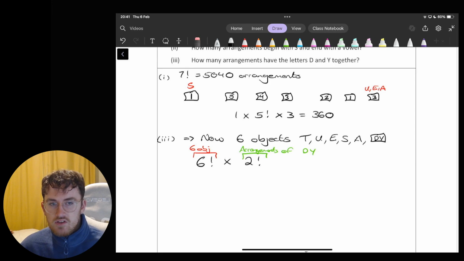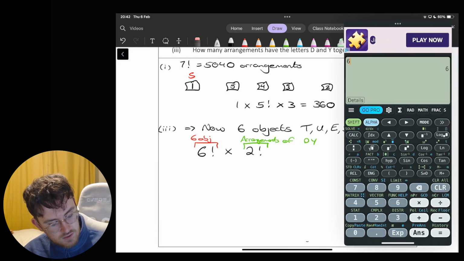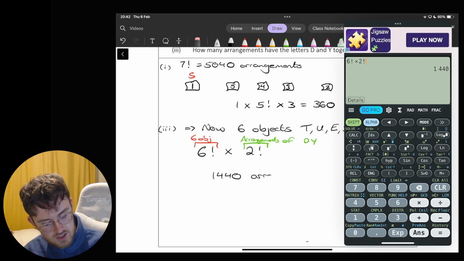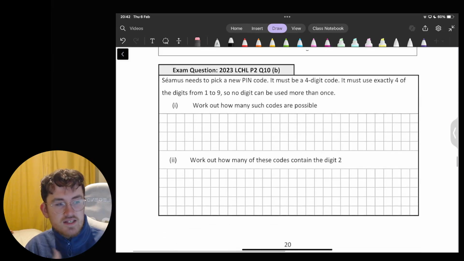Of those options then, there's also the choice of having Y first, so doing T, U, E, S, A, and then doing Y, D. So that's 2 factorial different ways of arranging that block of D, Y. So multiplying those, 6 factorial times 2 factorial gives me 1,440 possible arrangements, following that restriction. Okay, we'll get into some of these questions because some of these can get a little bit tricky. So it's just about taking them slowly and really thinking your way through them.